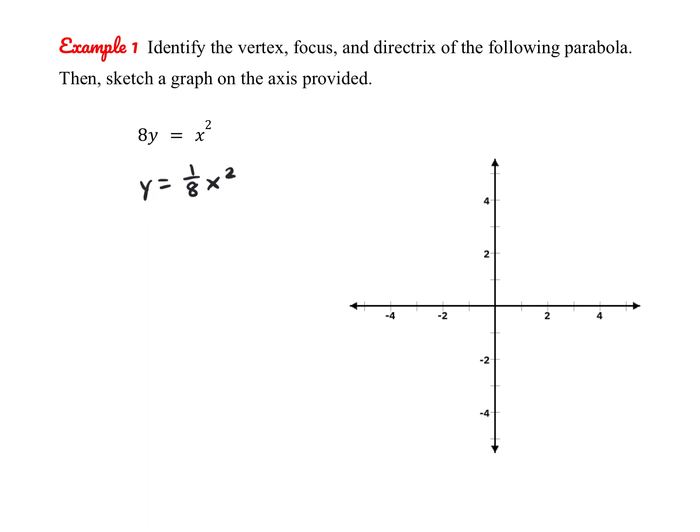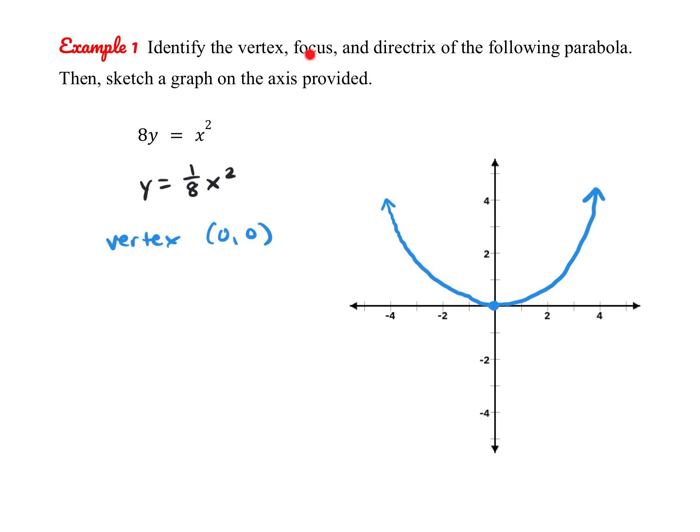Now a few things we know right off the bat. We know that our vertex is at the origin. We don't have any transformations for these. And we know since x is being squared, it's going to open up or down. And since this value is positive, it's going to open up. So I'm just going to do, again, a super rough sketch. We're not worrying about exact coordinates for today.